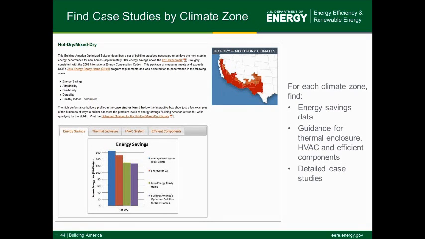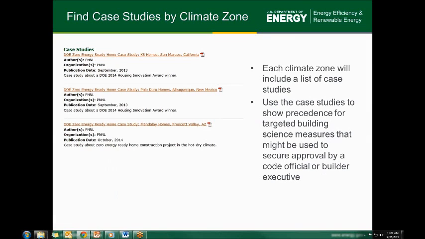You'll find energy savings data. You'll find specific guidance that takes you back to BASC guides for thermal enclosure, HVAC, and specific components. And you'll also find a list of case studies that are specific to the climate zone that you chose. So this is one way to access our case studies in the Solution Center. You can use the case studies to show precedents for targeted building science measures that might be used to get approval by a code official or some sort of building executive.